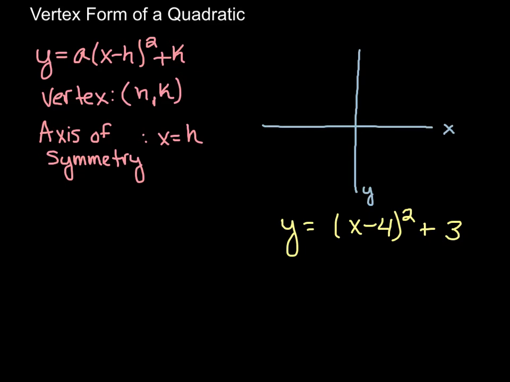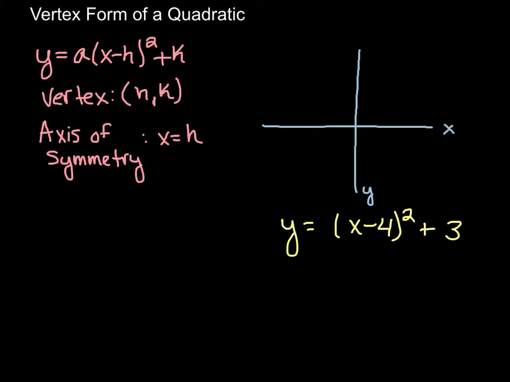Okay. Well known fact, if we're in vertex form, our vertex is going to be (h, k). So it's x minus h and then plus k. Your h is going to be the x value of the vertex, your k is the y value. Then the axis of symmetry is x equals h. The axis of symmetry is an equation of a line. It's going to be imaginary. So we've seen this before. Now we're just applying it to quadratics.